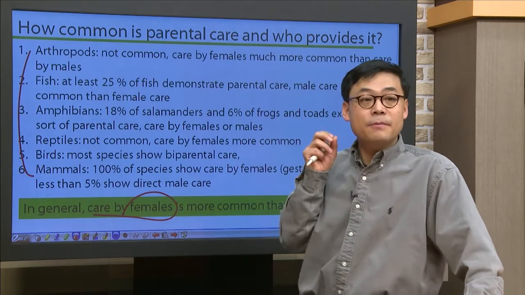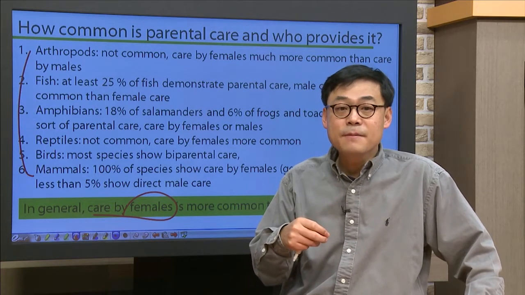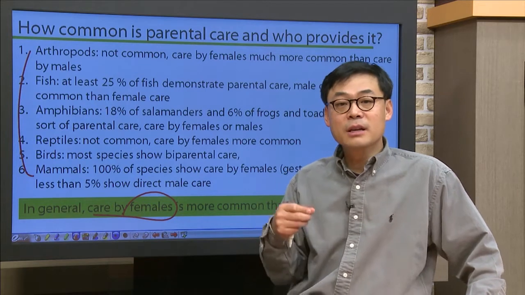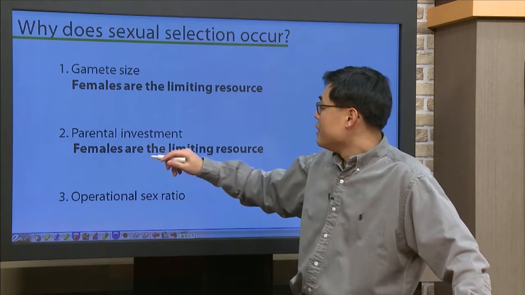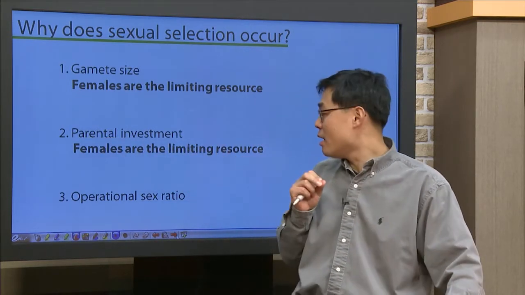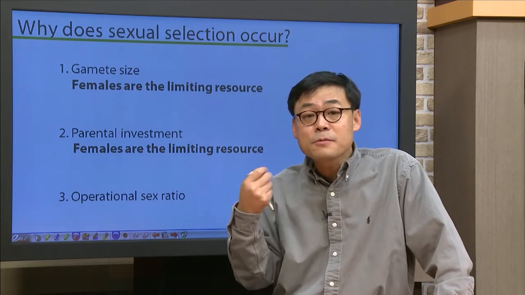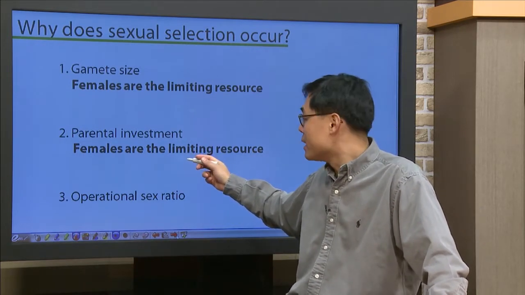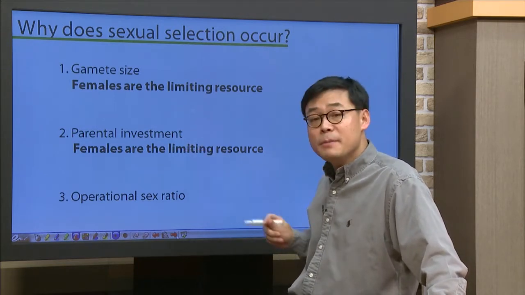Meaning that the female parents invest a lot more in the production and rearing of the offspring than males. So again, if you look at parental investment, the females are the limiting resource. They are tied to rearing the offspring. They invest a lot more towards the production of the offspring than males do. So the females are the limiting resource.